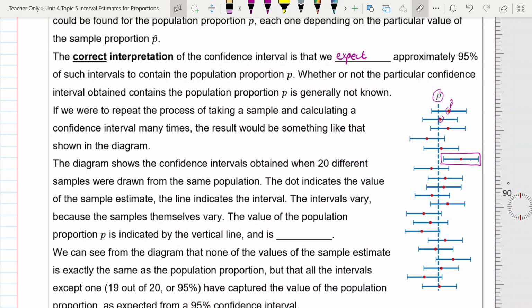Okay, so the value of our population proportion is indicated by the vertical line and is a constant. Okay, we can see from the diagram that none of the values of the sample estimate is exactly the same as the population proportion, but that all the intervals except one of them have captured the value of the population proportion, as expected from a 95% interval.